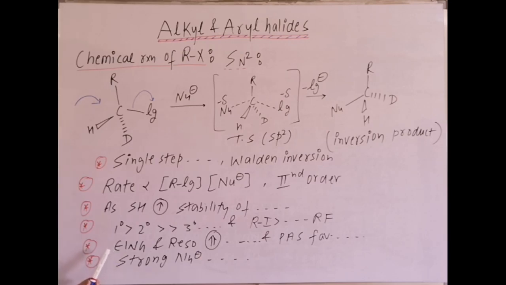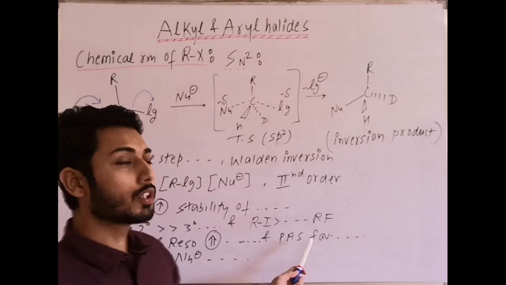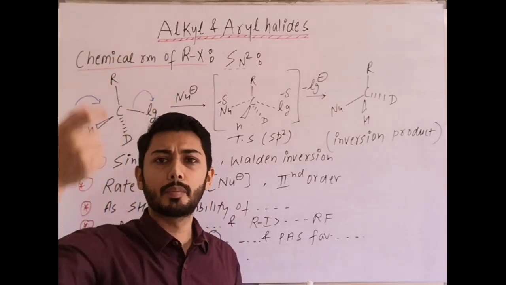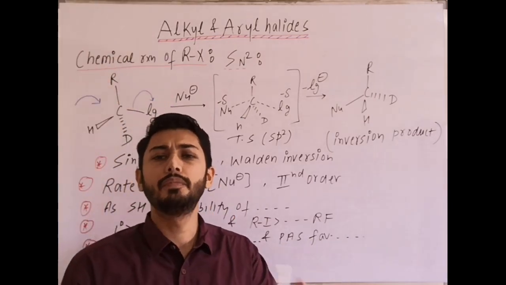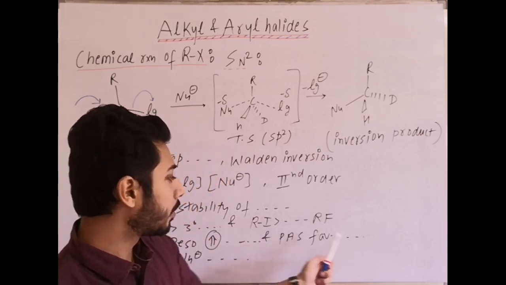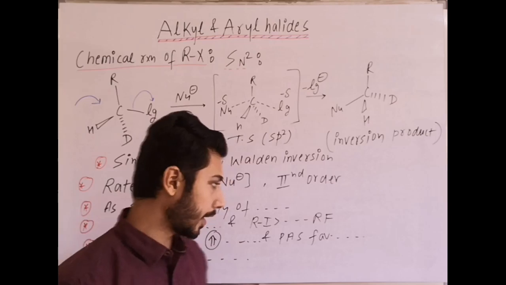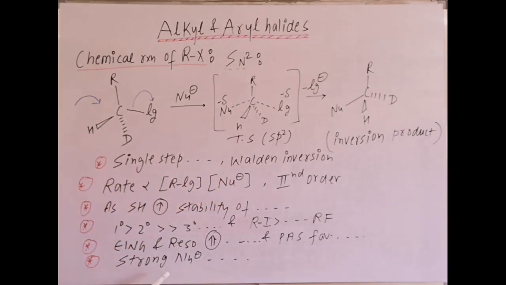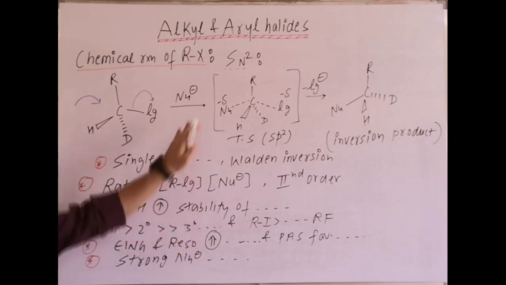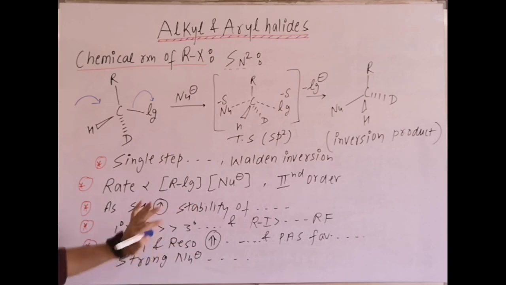Next point, electron withdrawing groups increase the rate of SN2, and resonance stabilization also increases the rate of SN2. The stronger the electron withdrawing effect, the more it stabilizes the transition state. Then polar aprotic solvent. Remember, in the solvent topic you have written several aprotic solvents like DMSO, acetone, DMF. Revise that part if you have any doubt. Polar aprotic solvent favors SN2 reaction. Then strong nucleophiles also favor SN2 reaction. A strong nucleophile quickly attacks from the backside. So these are some characteristics of the SN2 reaction or SN2 mechanism.